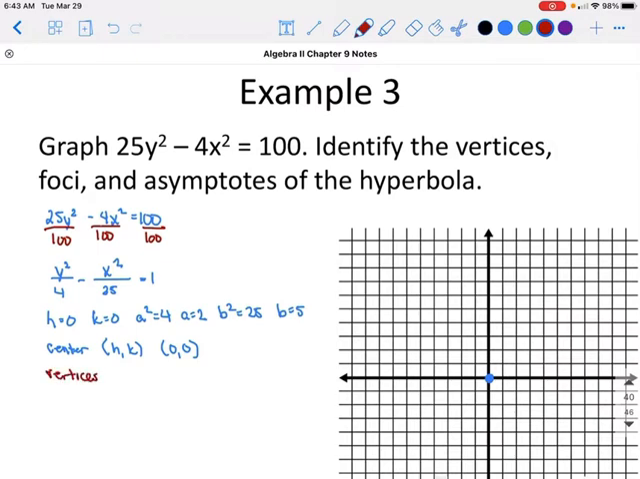Next, if we find our vertices, because the y comes first, it's going to be h and k plus or minus a. So if we do 0 and k minus a, that'll give us -2, and 0 with k plus a will give us a +2.